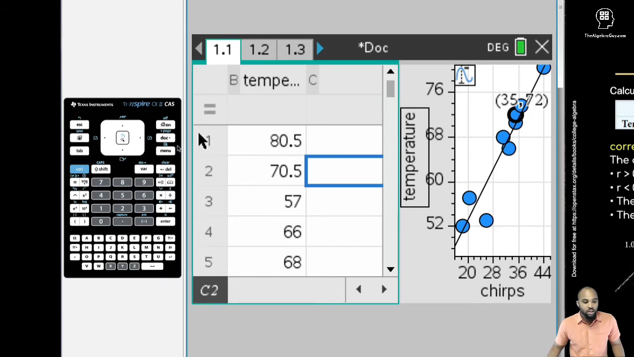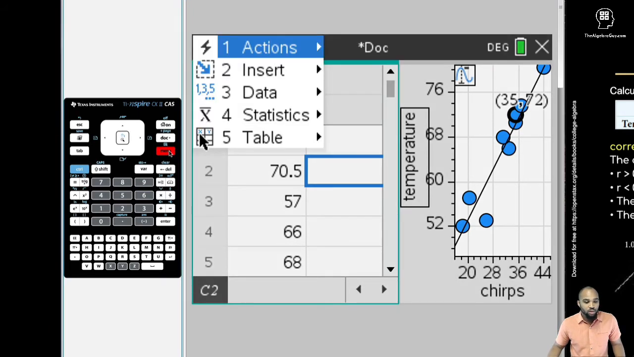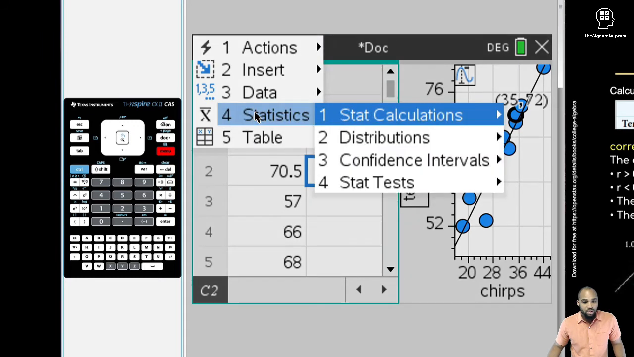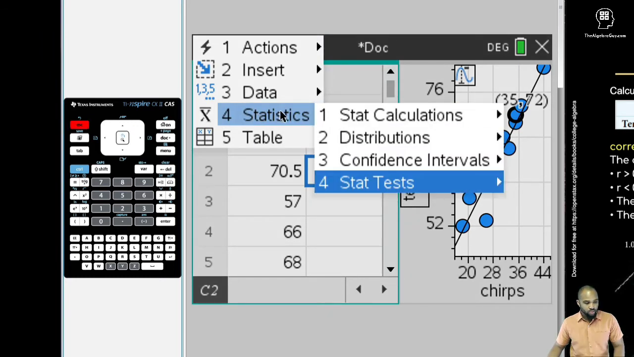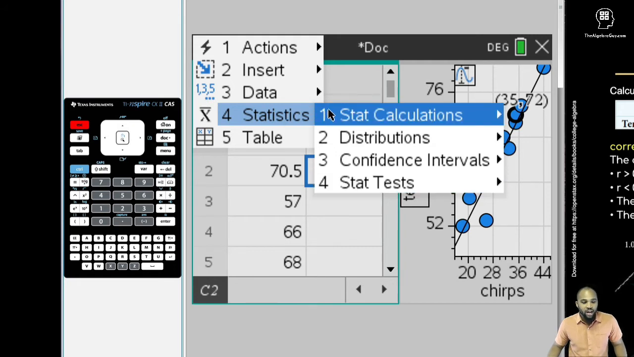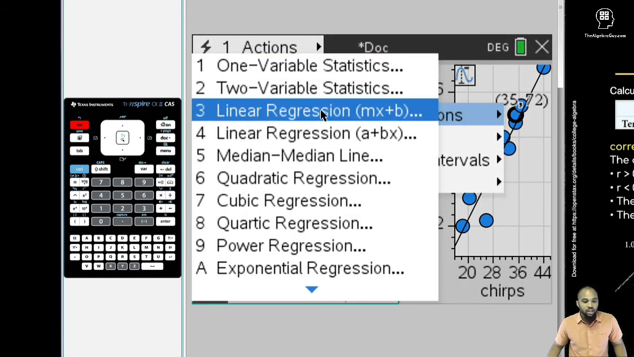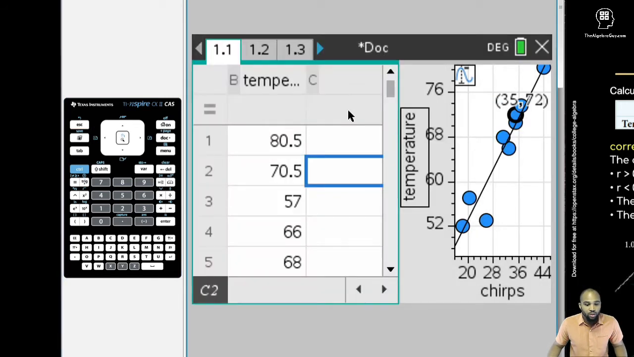And here are some options that I'm given. I can now go to Menu, Statistics, and after I go to Statistics, I can go to Stat Calculations and Linear Regression. So it's the same idea as what we just did. When graphing the line, we look for the regression line. We're going to go back to the regression line and we're going to click here.